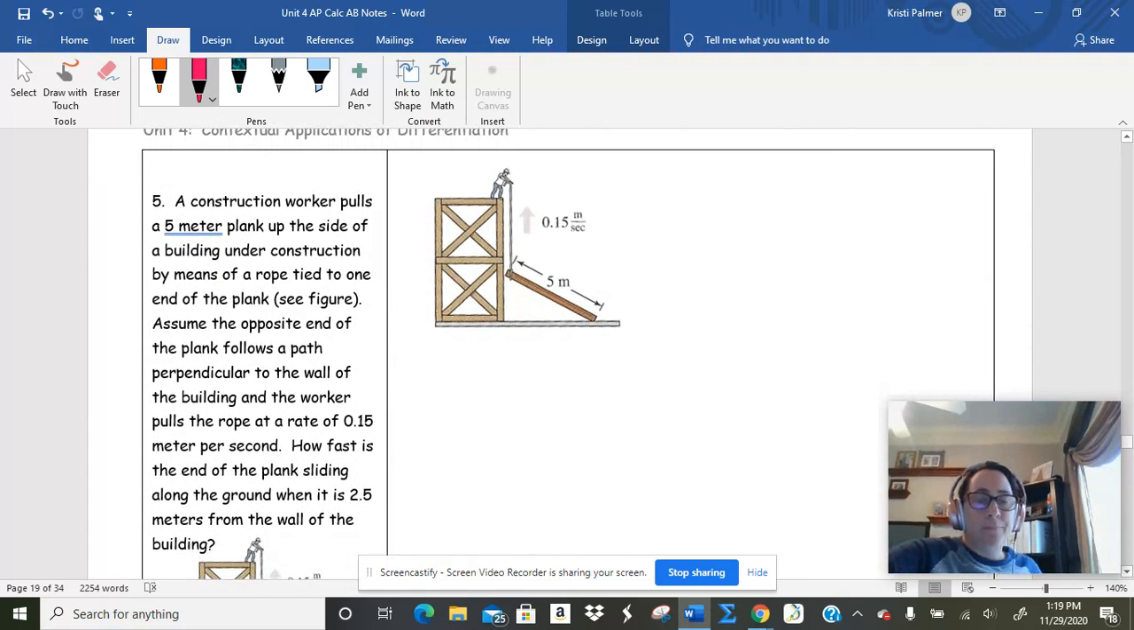Okay. A construction worker pulls a 5-meter plank up the side of the building under construction by means of a rope tied to one end of the plank. So he's pulling this up.